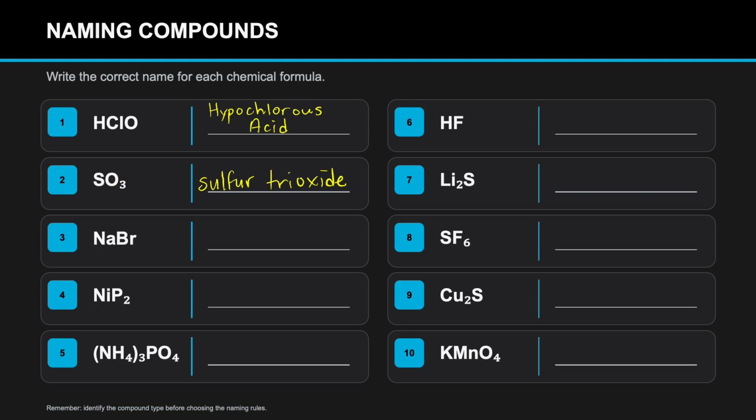Then we have NaBr, no H in front, so not an acid. We have sodium, which is a metal, and we have bromine, which is a nonmetal. So that should make you think ionic compound. So remember, for ionic naming, you're just going to write the name of the cation, which is sodium. It is not a transition metal, so we do not do Roman numerals. And then we have bromine that we're going to change to bromide.